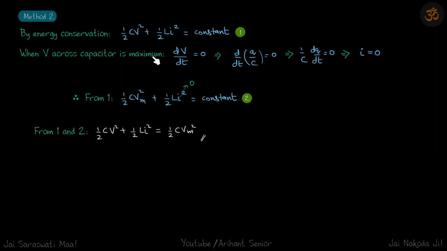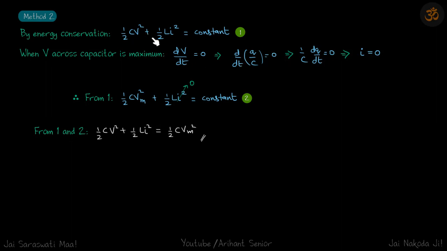When voltage across the capacitor is maximum, that means dV by dt is 0, and V is Q by C. So d by dt of Q by C is equal to 0, or 1 by C dQ by dt is equal to 0, or current is 0. So when voltage across the capacitor is maximum, then current is 0.